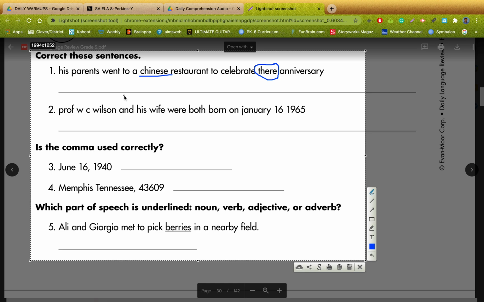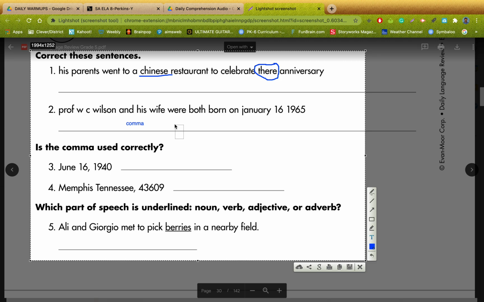We also have a comma. Keep in mind, in this sentence, make sure you have a comma somewhere. Okay? I believe there's only one. Professor W.C. Wilson and his wife were both born on January. Yeah. So make sure you find that comma, okay? And it's a basic comma rule. And then let's look at number 3 and 4. These are comma questions, which should help you in number 2.